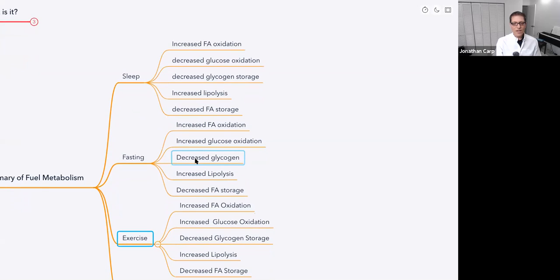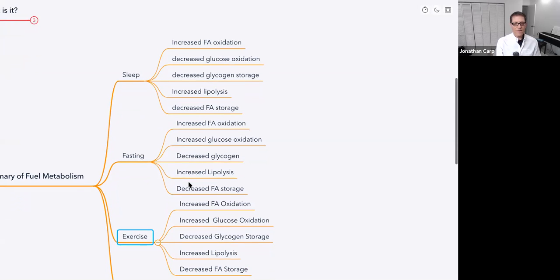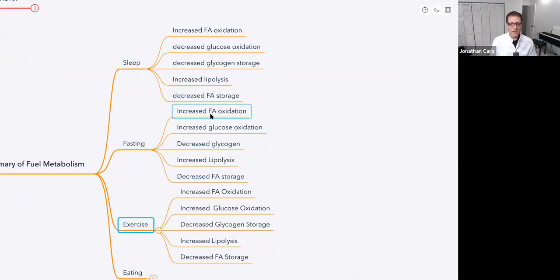Now, essentially, you're getting basically the same thing with fasting. So you're getting increased fatty acid oxidation, of course, a whole lot more than you would get in sleep. Increased glucose, okay, you get increased glucose oxidation. So that's the difference, because you're in an excessive fasted state, so you're going to use up as much of the sugar as you possibly can. What's left, certainly decreased glycogen and increased lipolysis, and of course, decreased fatty acid storage.